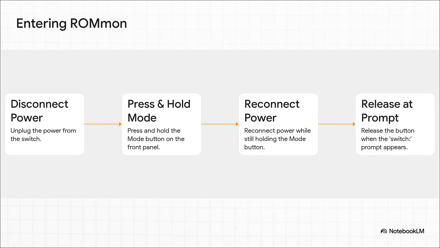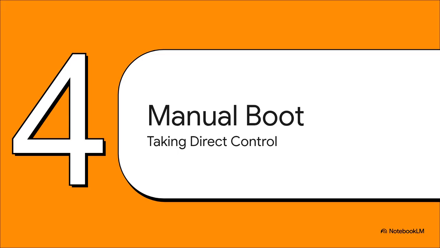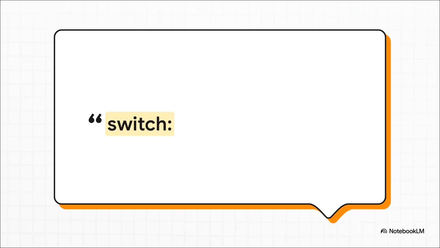Now, getting into ROM-Mon requires a very specific physical sequence. It's kind of like a secret handshake with the hardware. You unplug the switch, then you press and hold down the little mode button right on the front. Then, while you're still holding it down, you plug the power cable back in. You keep holding it until you see that special switch prompt pop up on your console. That's your signal. You're in. Okay, we've successfully entered the recovery environment. Now we're not going to let the switch try and fail on its own anymore. From here on out, we are taking direct manual control to tell it exactly what to do. This is our command line. That simple switch prompt is where the recovery officially begins.